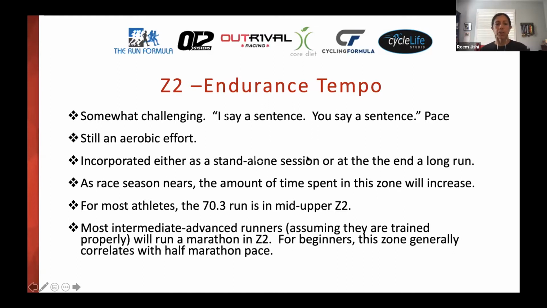Z2, endurance tempo. I call this the I-say-a-sentence, you-say-a-sentence pace. It's still aerobic. You're starting to build up some lactic acid, but it's still a primarily aerobic effort. Thinking about that, 70.3 running for most people is in the upper end of Z2. Marathon pace for most people tends to be in Z2. You're starting to work a little bit more, but it's not a crazy heart effort yet.